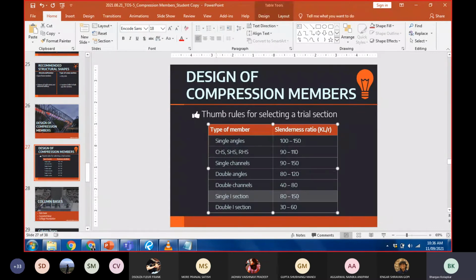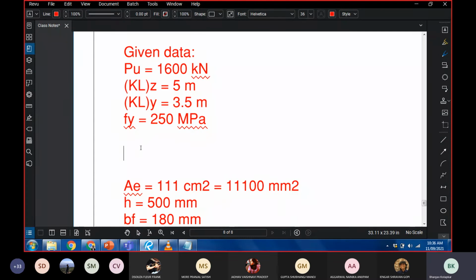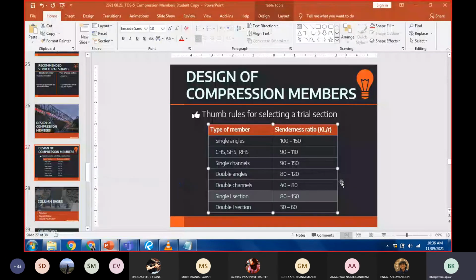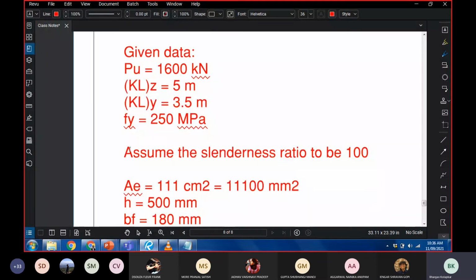For a single I section, the slenderness ratio is in the range of 80 to 150. So let us start with an assumption: assume the slenderness ratio to be 100. It is in the range of 80 to 150, and 100 seems an okay number. You can use 110, 120, anything you want between 80 and 150. 100 seems a reasonable number.